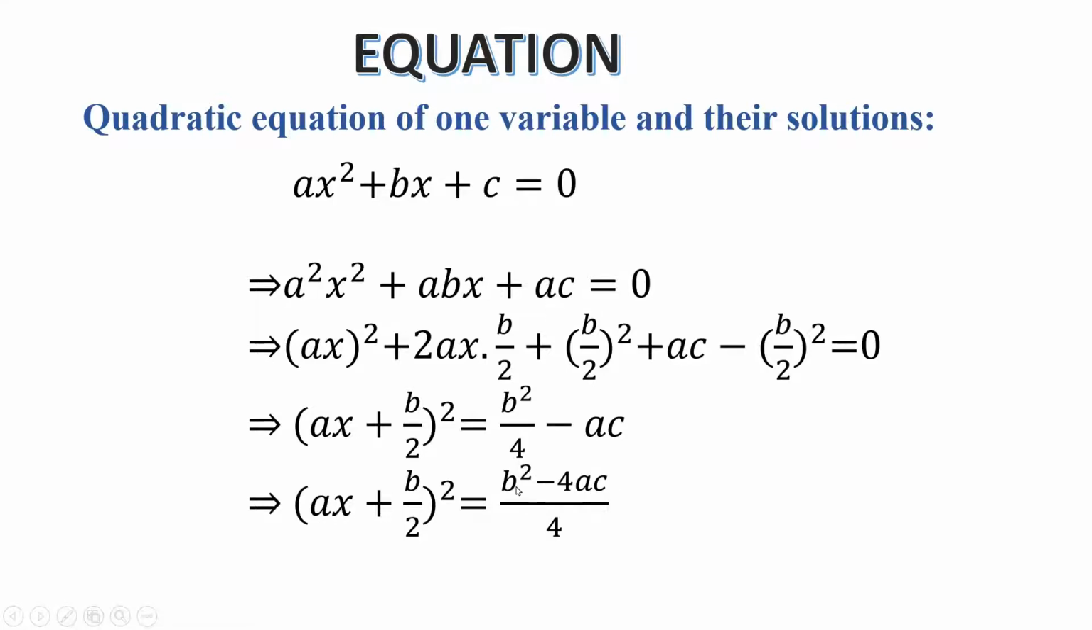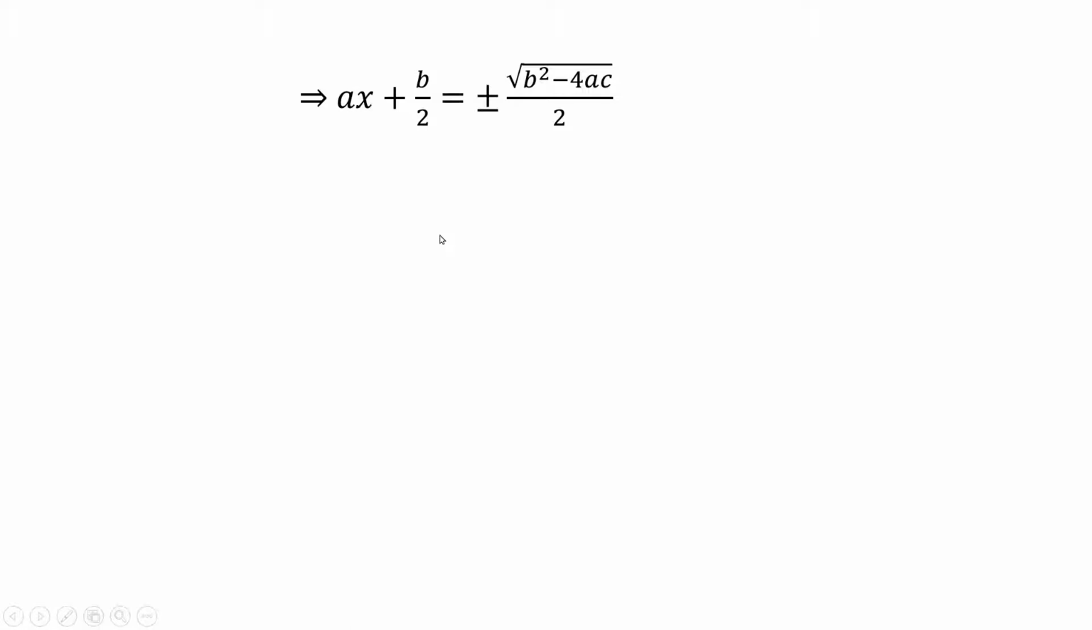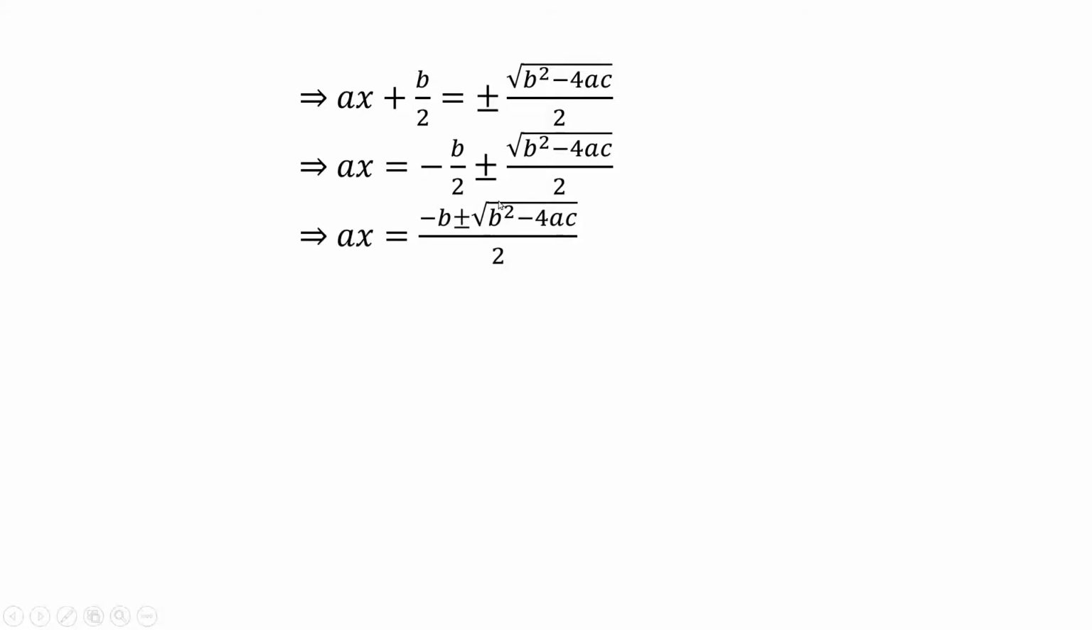Okay, now applying square root on both sides we get plus minus root over of b square minus 4ac and square root of 4 is equal to 2. Okay, now changing side of b by 2 we get x is equal to minus b by 2 plus minus root over of b square minus 4ac divided by 2, and adding this we get 2 as LCM and both denominators are the same, that's why the numerator will be added or subtracted. Minus b plus minus root over of b square minus 4ac, and therefore x is equal to minus b plus minus root over of b square minus 4ac divided by twice a.